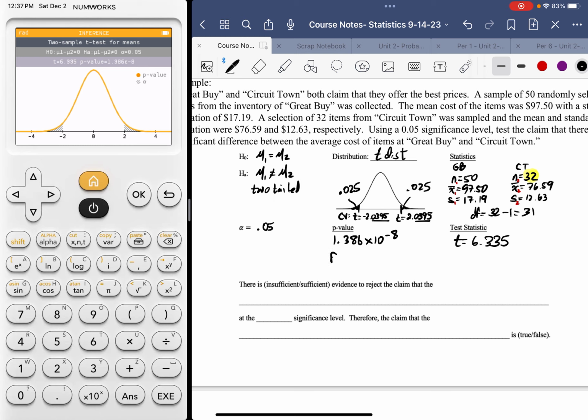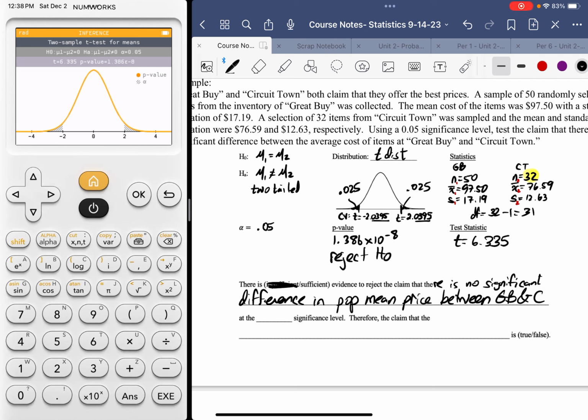So we would say reject the null hypothesis. So there is sufficient evidence to reject the claim that there is no difference, I'll say no significant difference, because that's how the question was worded, in population mean price between Great Buy and Circuit Town at the 0.05 significance level.